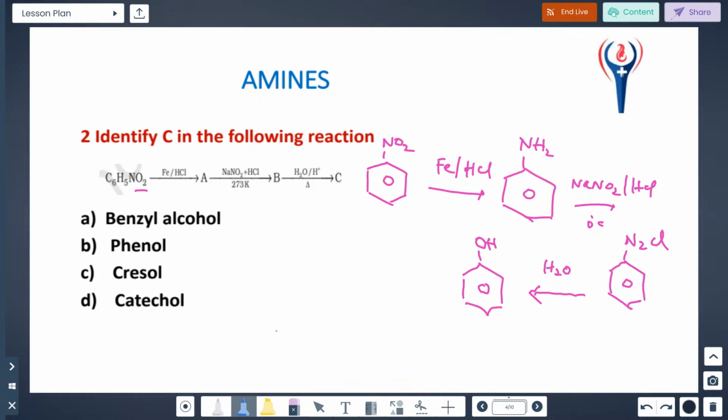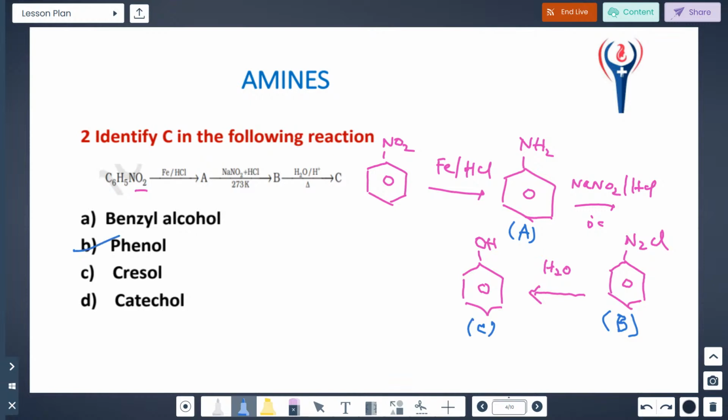Now see that. Compound A is what? Compound A is called aniline. Compound B is called benzene diazonium chloride. Compound C is called what? Phenol. Understood? But they are asking only C. Identify C in the following reaction. So, answer is what? Phenol is the correct answer.